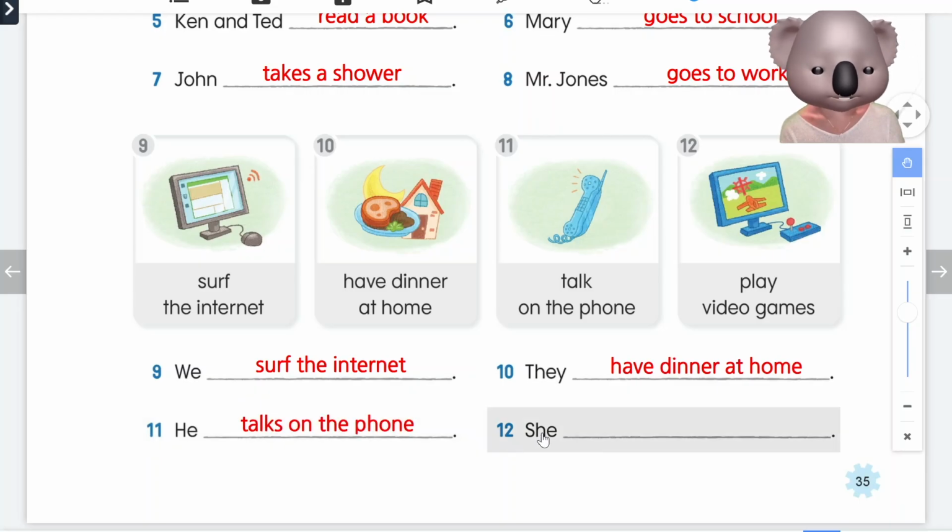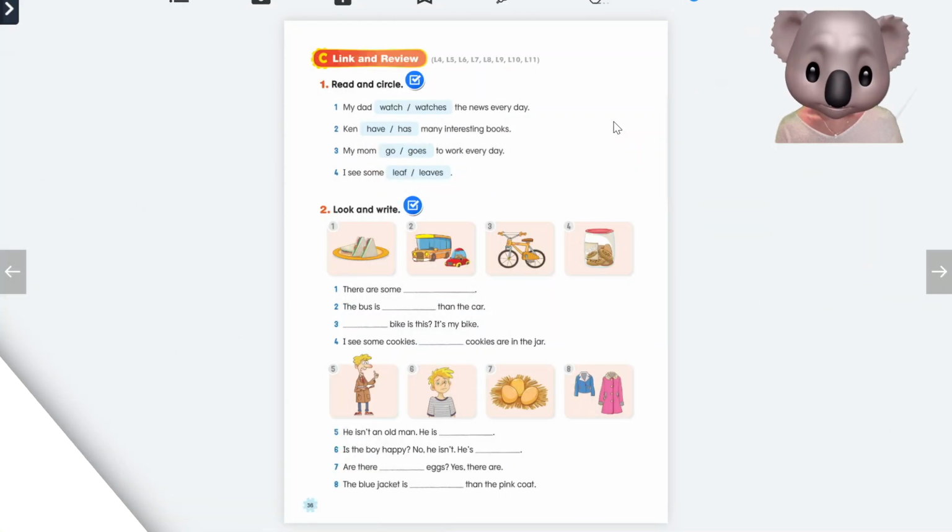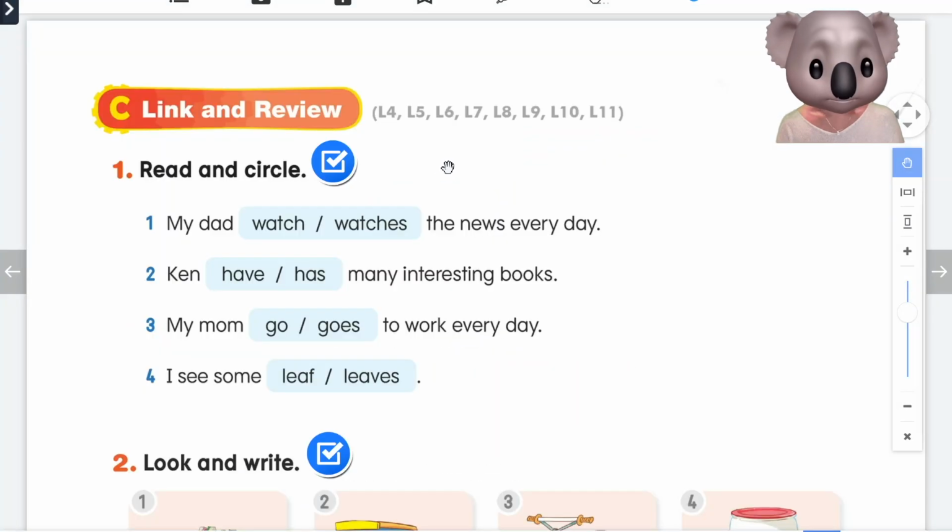And number 12, she plays video games. Very nice. Please check your answers and I'll see you at the last page. On page 36, we will be reviewing lesson 4, 5, 6, 7, 8, 9, 10, and 11.